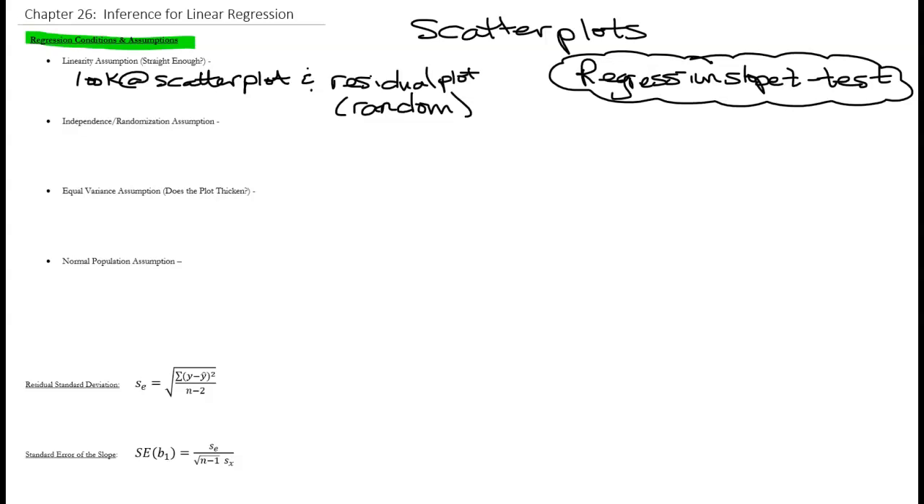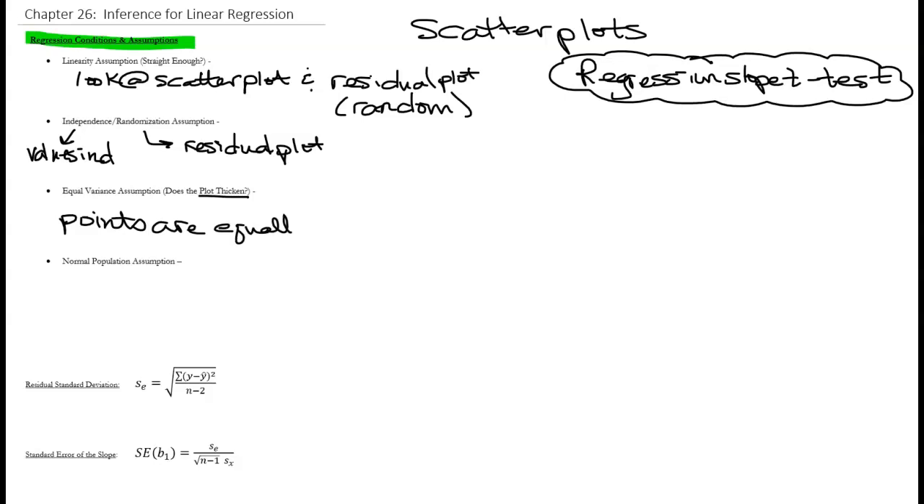For the independence and randomization, the independence is that the values are independent of each other. And randomization, you can think about it as: is the residual plot random? Sorry about my handwriting. The next one is the equal variance, which asks: does the plot thicken? What's supposed to happen is that points are equally spread around the best fit line.